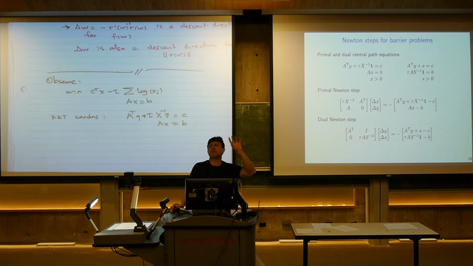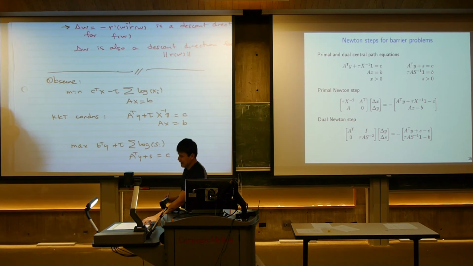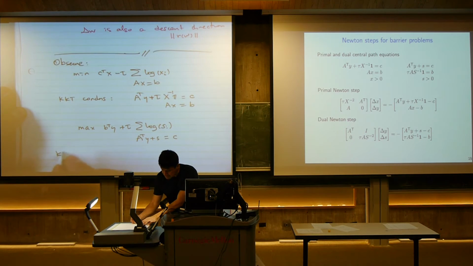Okay, so that is a purely primal point of view. You could also do the same thing for the dual problem. That is, take the dual problem, B transpose y, and then add, I guess if I were to work on the dual problem, I would do it this way, add tau, sum of the log of si, where A transpose Y plus S is equal to C. Okay?